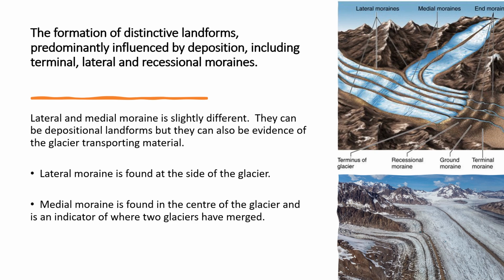You may also find lateral and medial moraine actually on the glacier during periods of glaciation. Here you will find lateral moraines at the sides and medial moraine in the centre. Medial moraine is an indicator of where two or more glaciers have merged together.